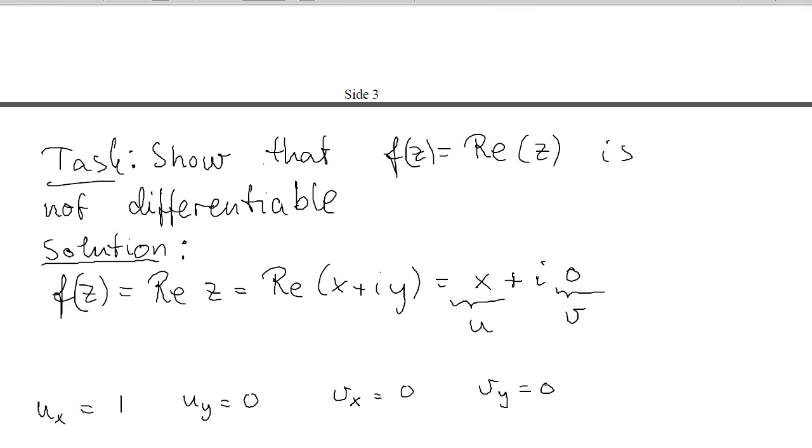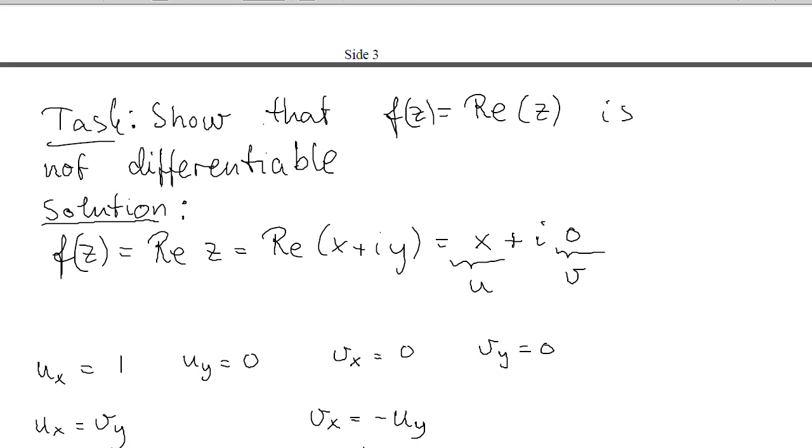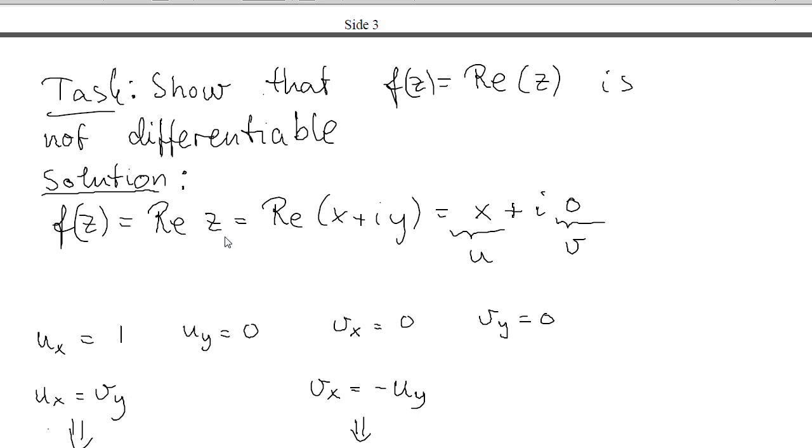Here is another task which is possible to solve using the same equations. Show that the function f of z equal to the real part of z is not differentiable. So the function f of z equal to the real part of z is just equal to x. z is just x plus i y, but in this case we are just using the real part of it. So u must be equal to x and v must be equal to 0.